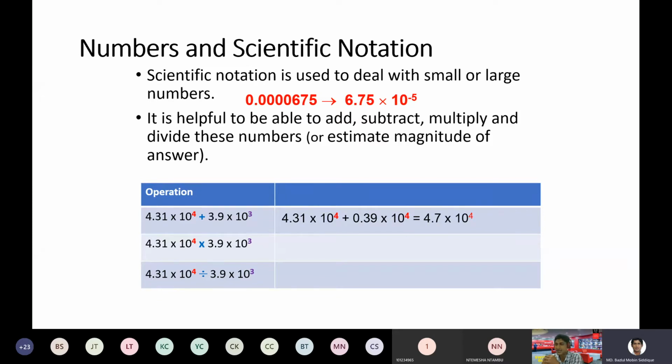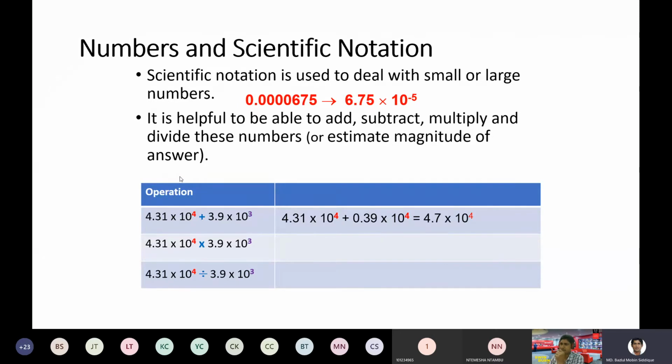It helps us, at least, I mean, nowadays we have calculators, but it helps us to have an idea of what the value could be, even if it's very big or small. For the first operation, we see 4.31 × 10^-4 plus 3.9 × 10^-3. Here we can just add it up, no problem. With a calculator, it takes just one second.